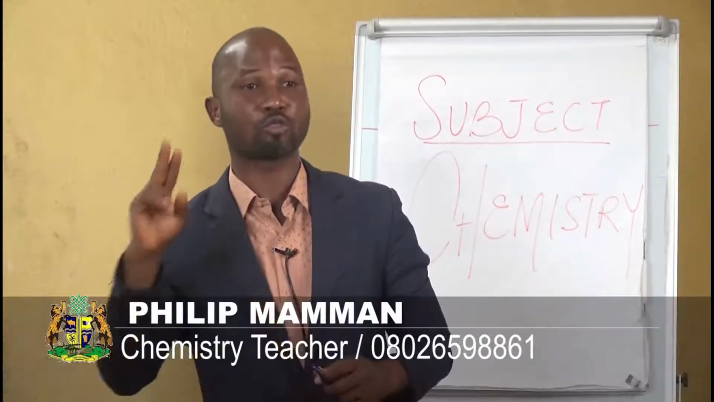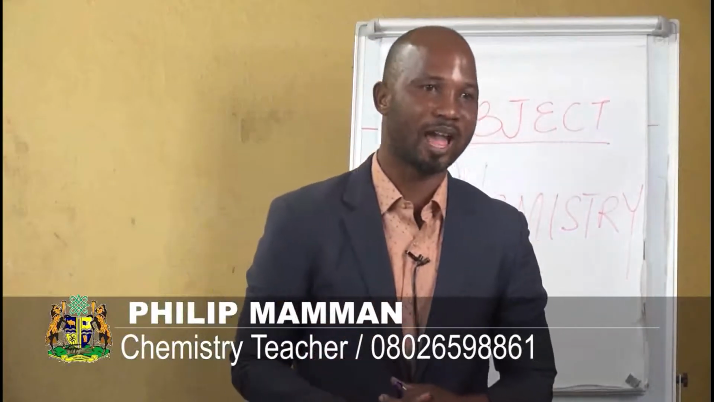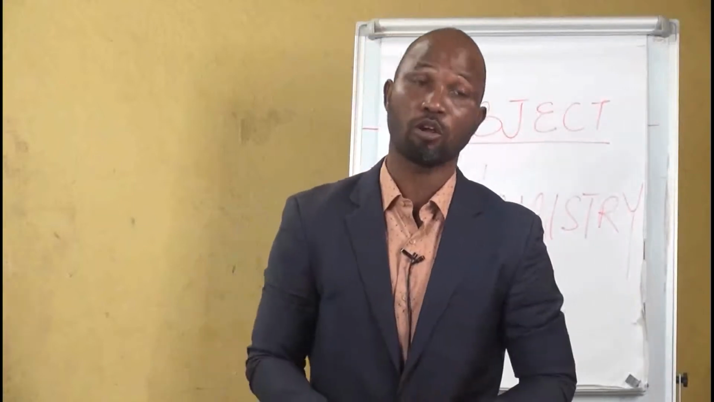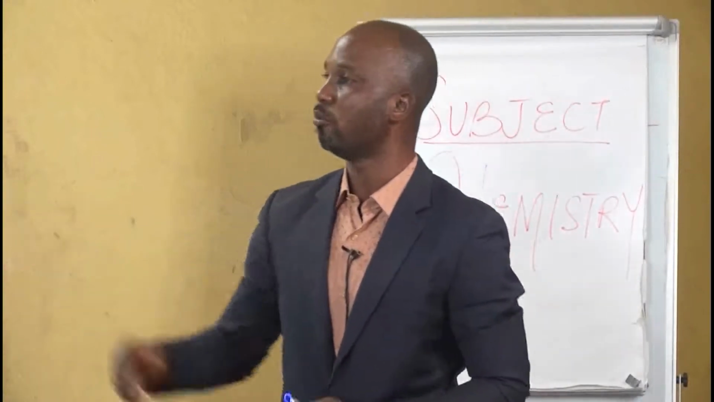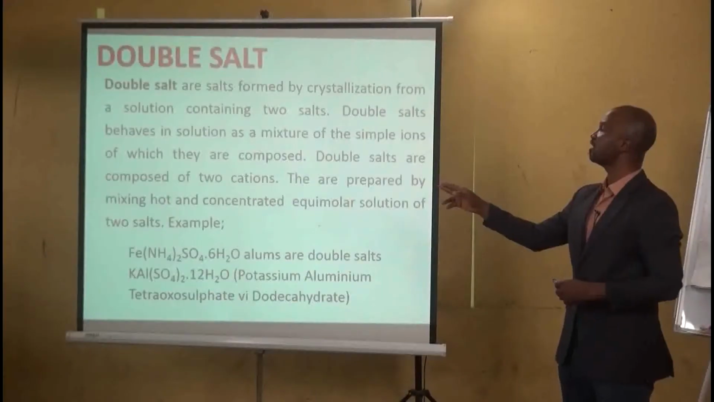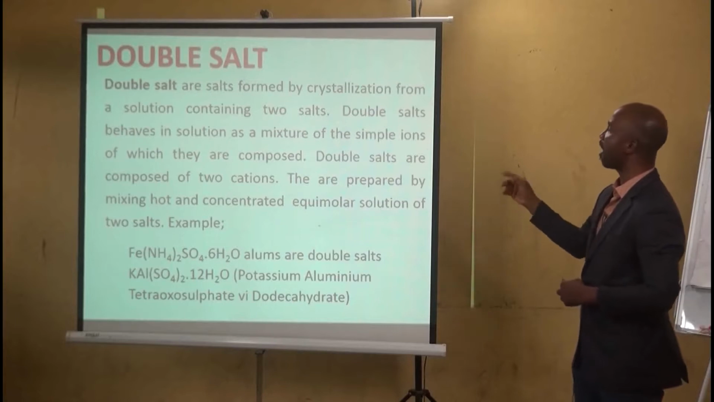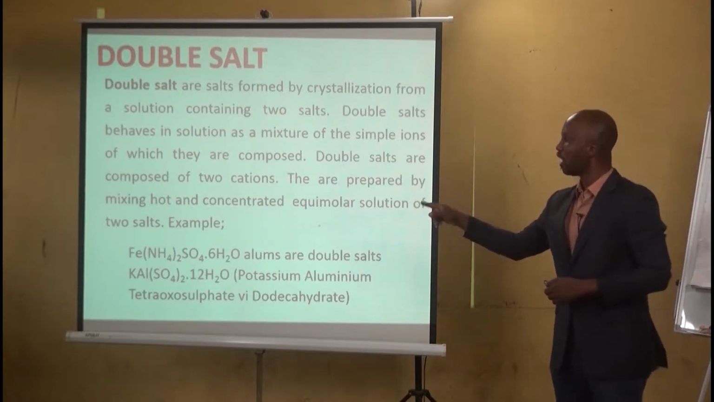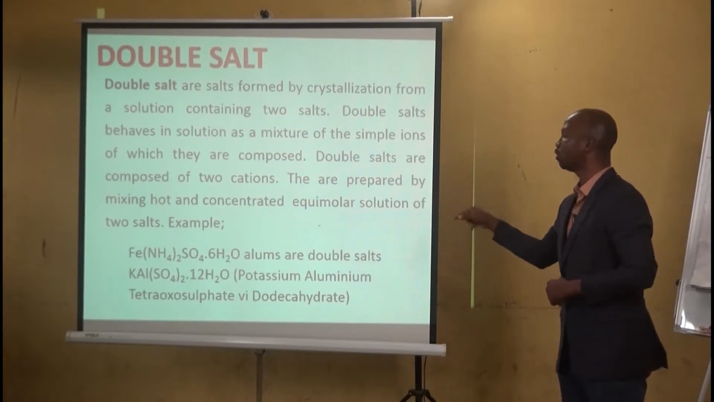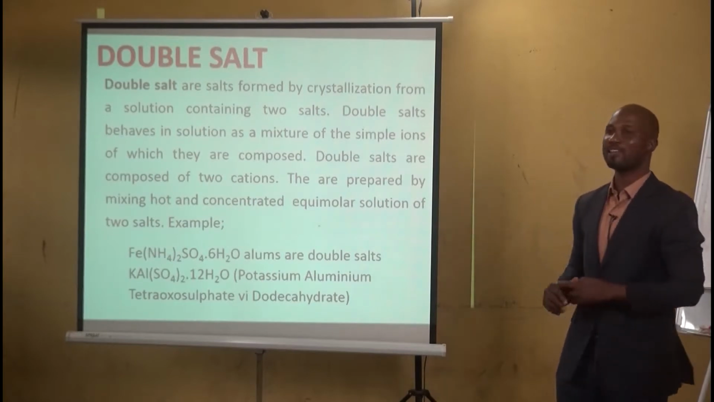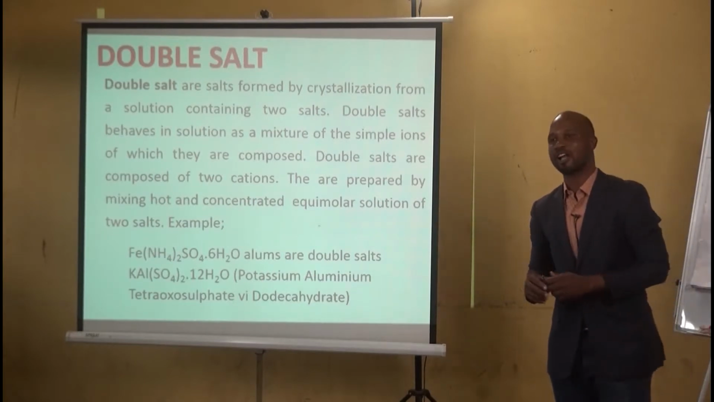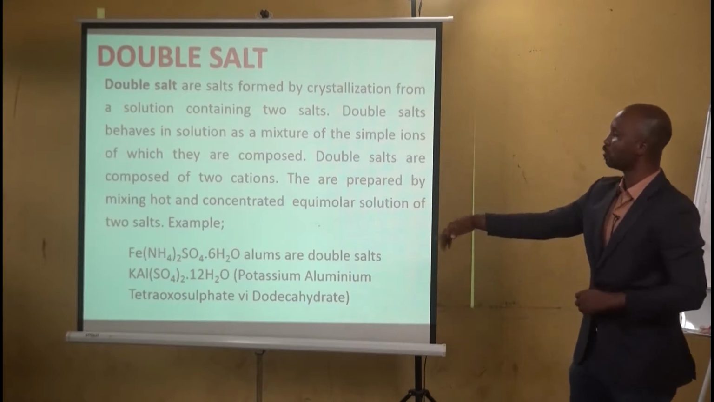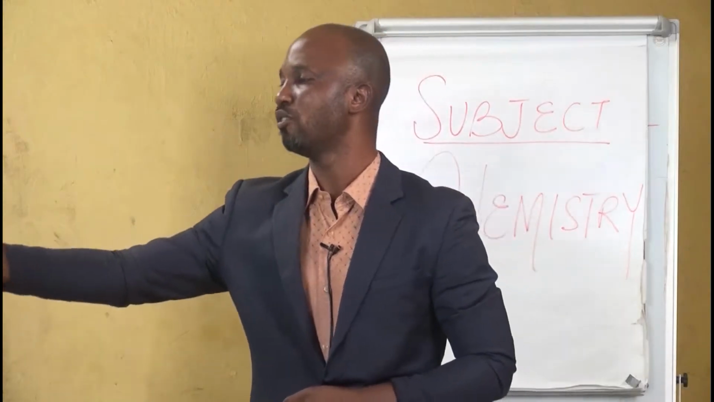Now, these double salts have two cations, as you are going to see later. And usually a hot, concentrated, equimolar solution of two salts will give you a double salt. Double salts are composed of two cations. Remember, I mentioned that earlier and said they are prepared by mixing hot and concentrated equimolar solution of two simple salts. Equimolar here implies equal concentration as regards molar concentration. So some examples there are, you can see iron ammonium tetraoxosulfate 6, which is a double salt.